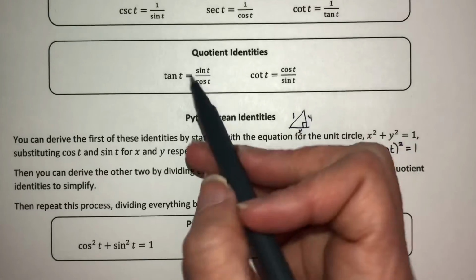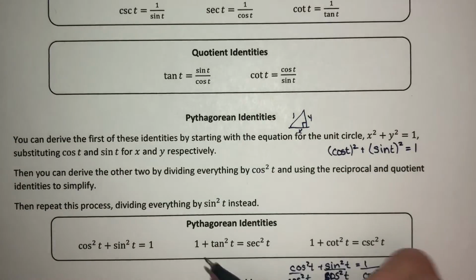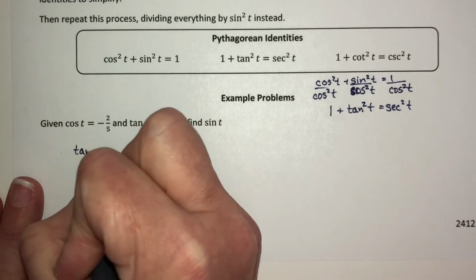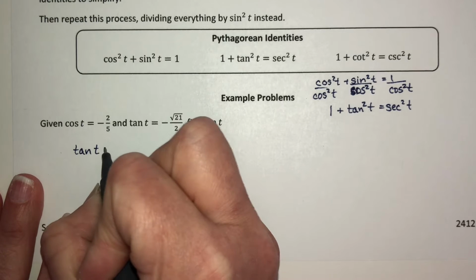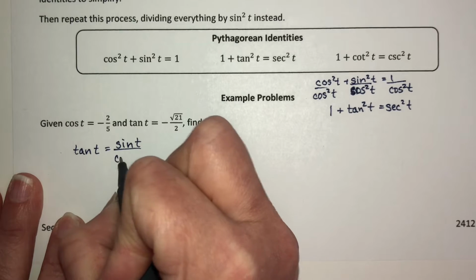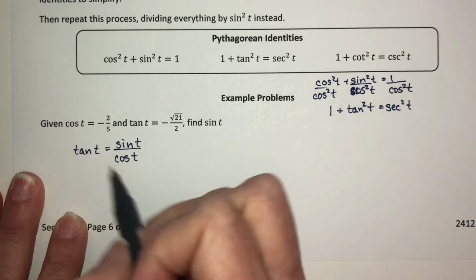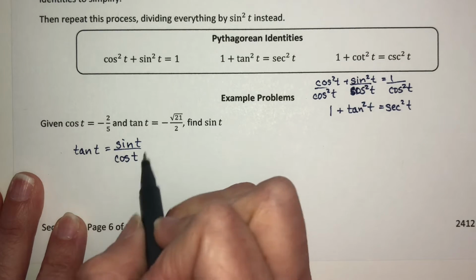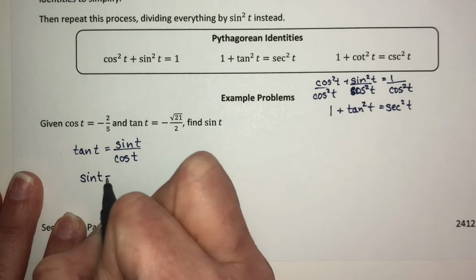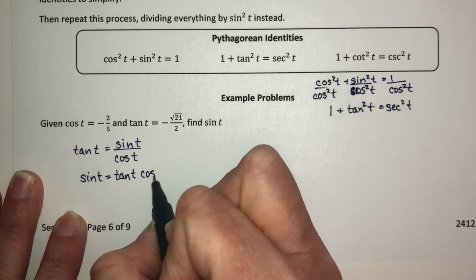So if I look right here at the quotient identity, I have sine, cosine, and tangent all together. I know that tangent of t is equal to sine of t divided by cosine of t. Now, if I want to make this a little bit easier on myself, I can multiply both sides by cosine t, and I'll end up with sine of t is equal to tangent of t times cosine of t.